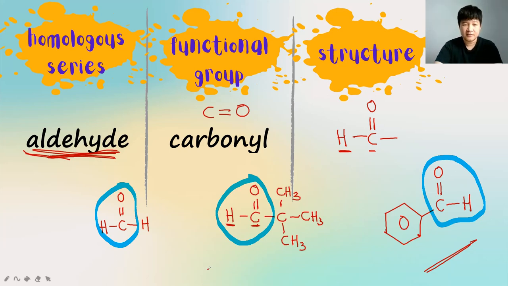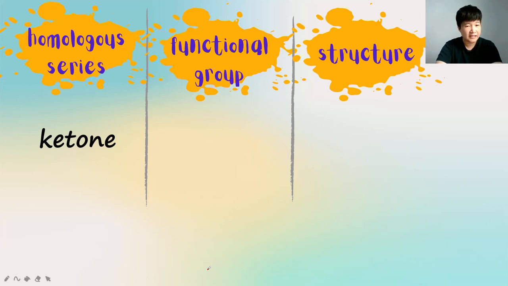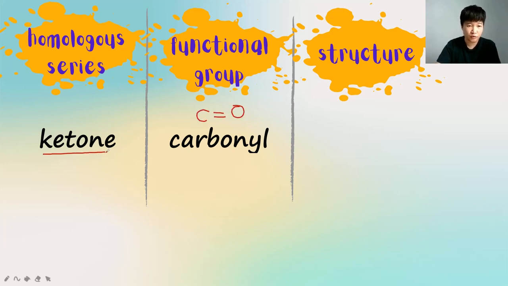Remember this, because next will be ketone. If you look at ketone, the functional group is also carbonyl. We know that carbonyl is C double bond O. But ketone is different from aldehyde. It's a different homologous series. So what makes ketone different? The C double bond O has two more bonds, and both bonds must be bonded to carbon. You cannot bond to hydrogen. Aldehyde's difference is that the C double bond O must hold at least one hydrogen. Ketone is different. It cannot hold any hydrogen. The C double bond O must be sitting in between carbons.